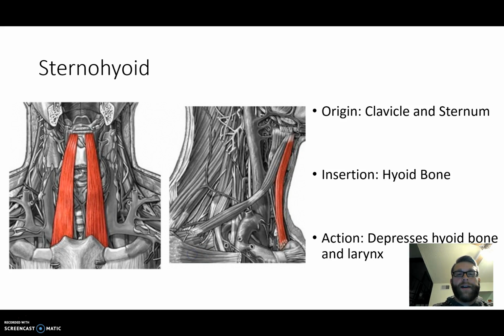All right, next muscles. These muscles are important when it comes to depressing and moving the larynx as well as moving your neck. The first one is the sternohyoid.